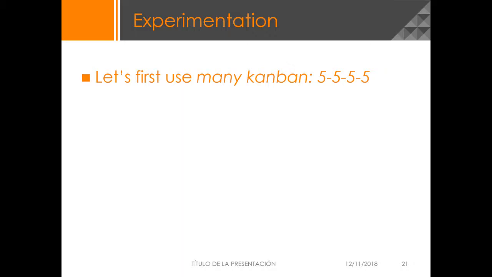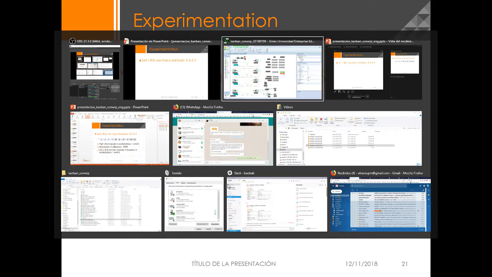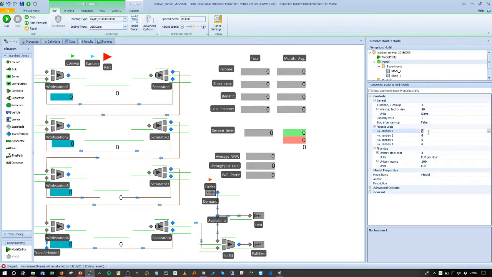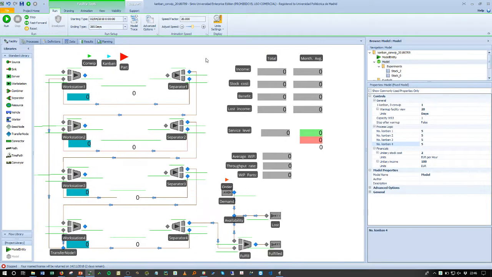We will start simulating a situation where we have a large amount of Kanban, 5 for each station. That is a way above what we need according to theoretical calculation, but we will see what would happen if we would use this configuration. So we are going to our model, and I'm going to type 5 for every parameter corresponding to the number of Kanban of every station, and I will leave the warm-up time and the runtime as we had it before.